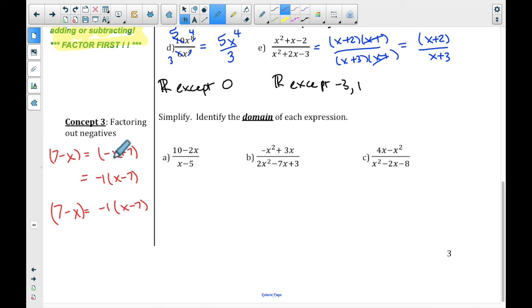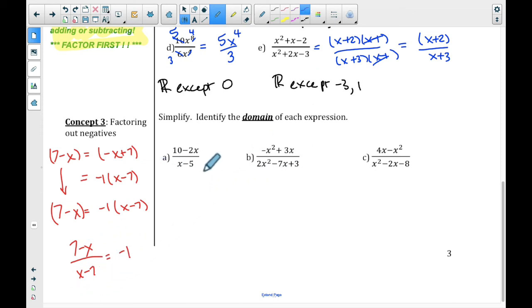And so I'm going to factor out a negative 1. If I factor out a negative 1, I get x minus 7. So if I just bring this down, I can say 7 minus x is equal to negative 1 times x minus 7. They're kind of opposites from each other in a way. In other words, if I had 7 minus x over x minus 7, they don't cancel out to be 1, but they do simplify down to be negative 1. Okay, so that's something we need to know about.